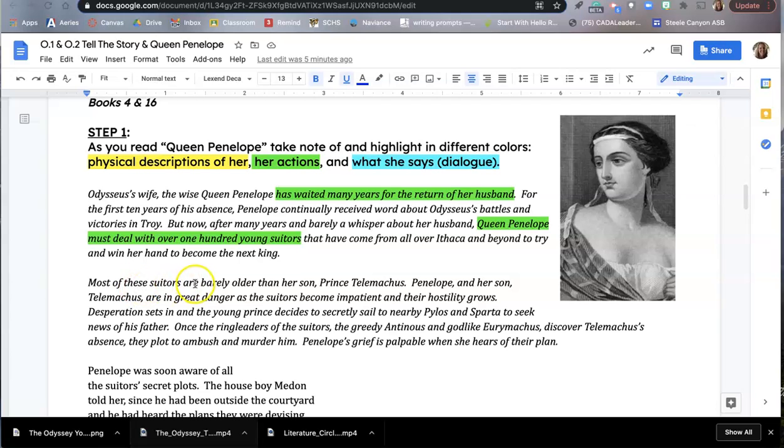Most of these suitors are barely older than her son, Prince Telemachus. Penelope and her son, Telemachus, are in great danger as the suitors become impatient and their hostility grows. Desperation sets in, and the young prince decides to secretly sail to nearby Pylos and Sparta to seek the news of his father. Once the ringleaders of the suitors, the greedy Antinous and godlike Eurymachus, discover Telemachus' absence, they plot to ambush and murder him. Penelope's grief is palpable when she hears of their plan.